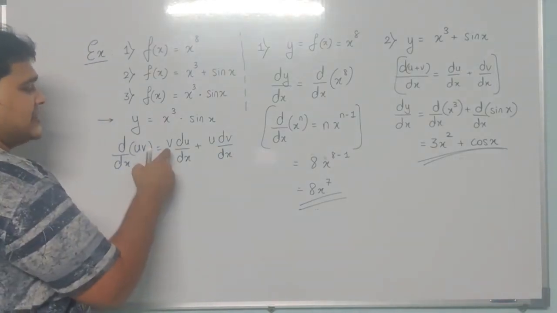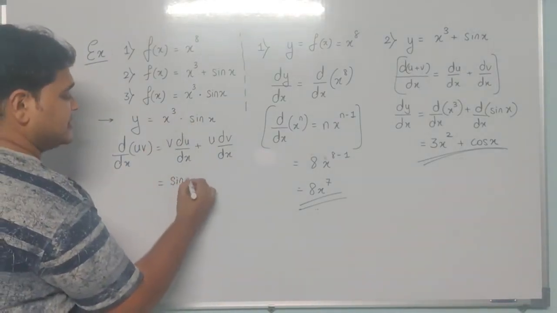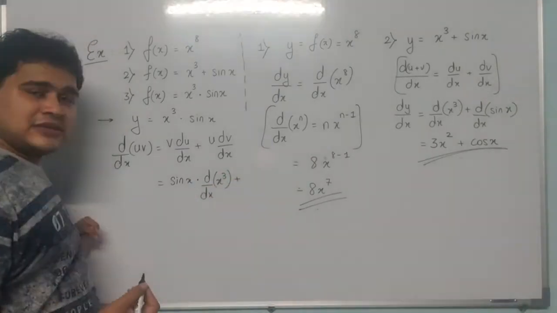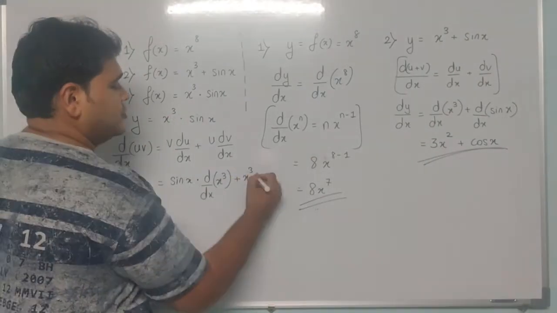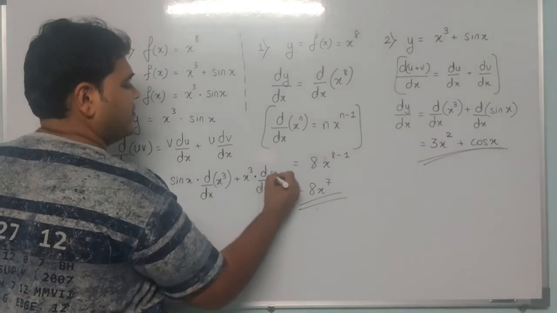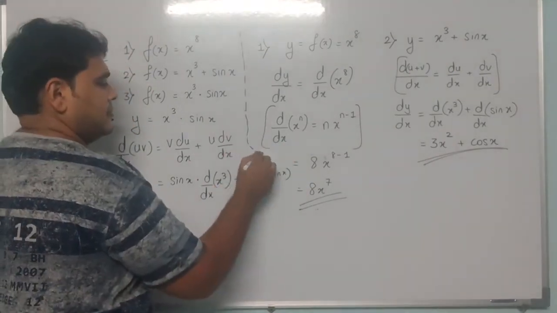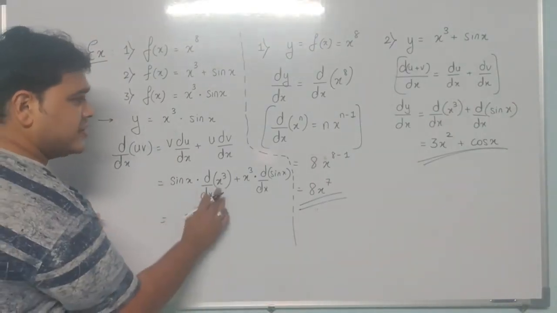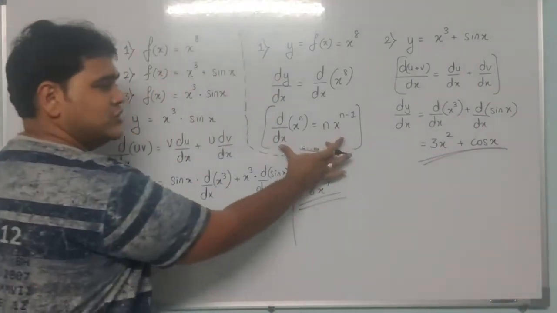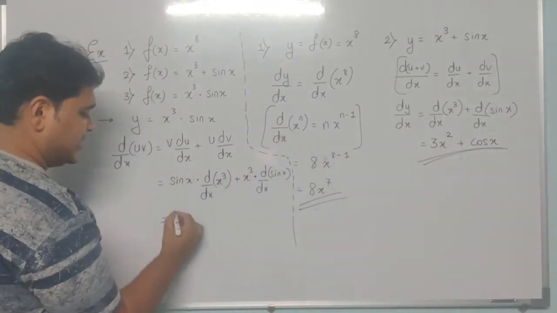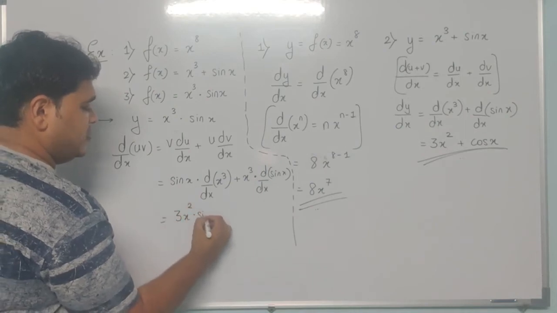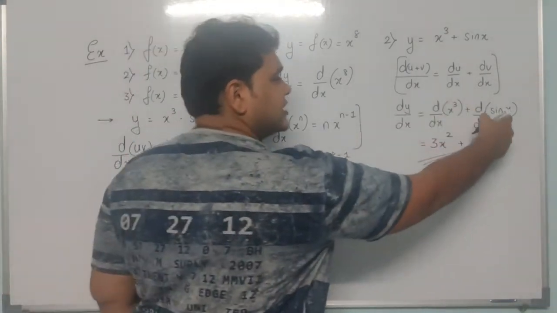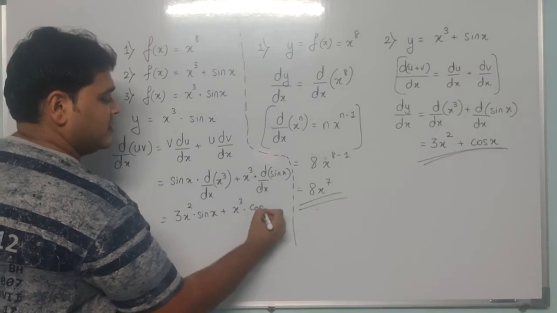Okay? So if I consider v as sin x, I can say sin x into derivative of x cube plus u is x cube, so x cube into derivative of sin. Correct? Now that means we know the derivative of x cube we just derived as 3x square using this formula. So 3x square into sin x plus, we have x cube as it is. Derivative of sin x, we also derived it as cos x. So this is going to be cos x.